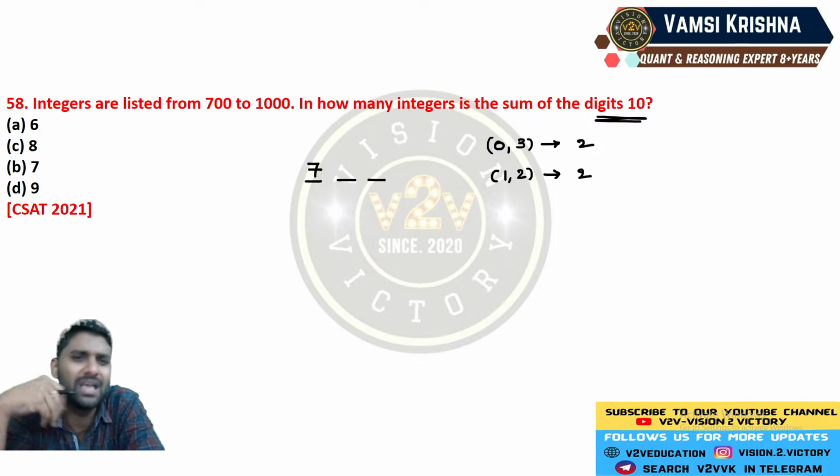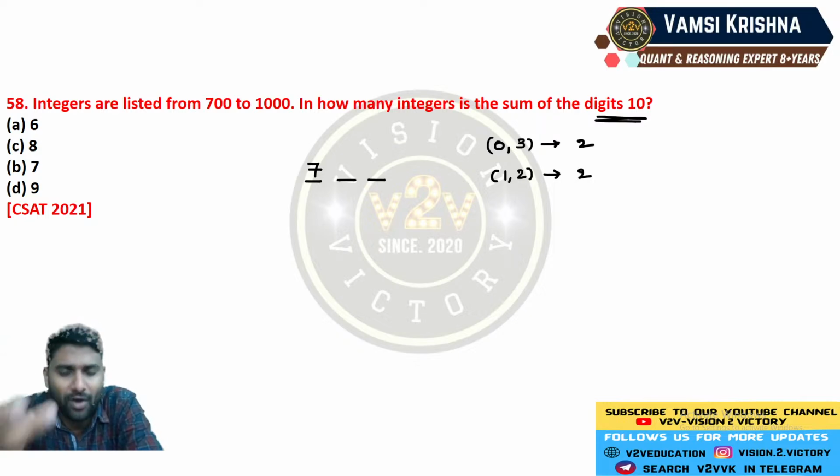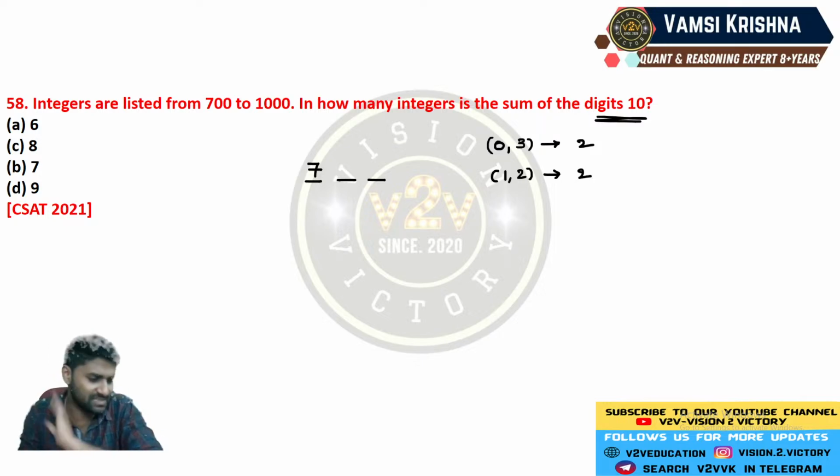So how many numbers can we form where the sum of the digits is equal to 10? Just verify in this way. Next, we are done with the 700s.